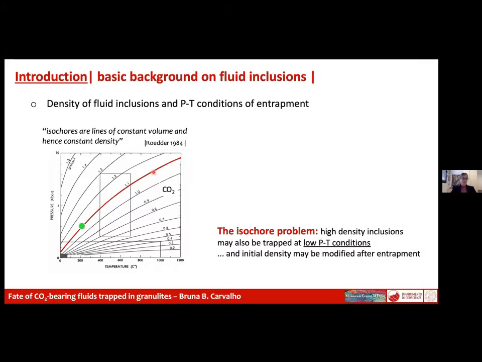So this means that it's paramount for us to be careful when we interpret the density of inclusions as an indication of high PT conditions of entrapment. Because as you just saw, high density inclusions may also be trapped at lower PT conditions. And as I will show you today, the density may be modified after entrapment.